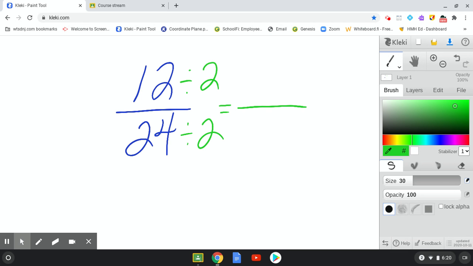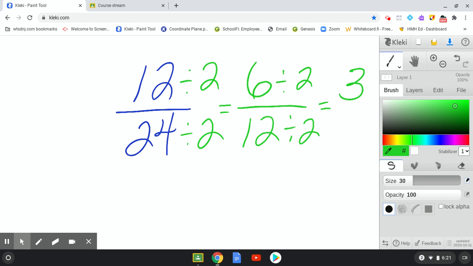So 12 divided by 2 is going to give me 6. 24 divided by 2 is going to give me 12. Well, this is not simplified yet. It's not in simplest form. 6 and 12 are both even, so I can again cut them in half and divide by 2. 6 divided by 2 is going to give me 3, and 12 divided by 2 is going to give me 6. Well, 3/6 is still not in simplest form.